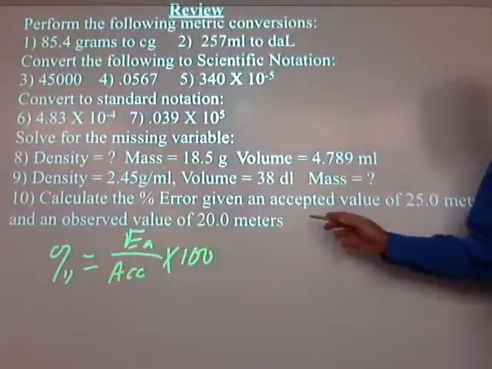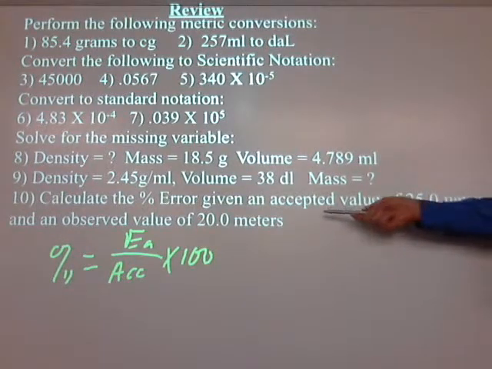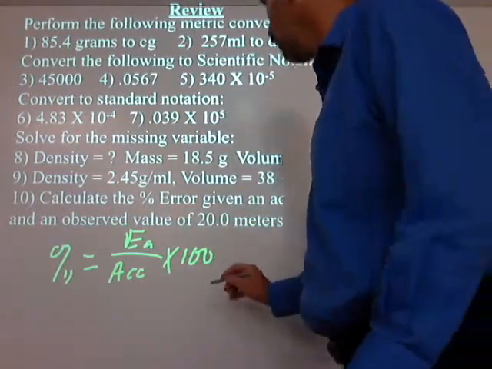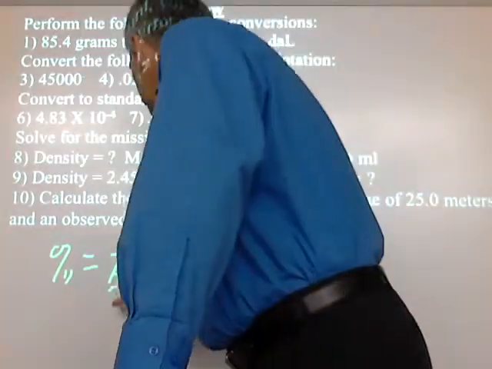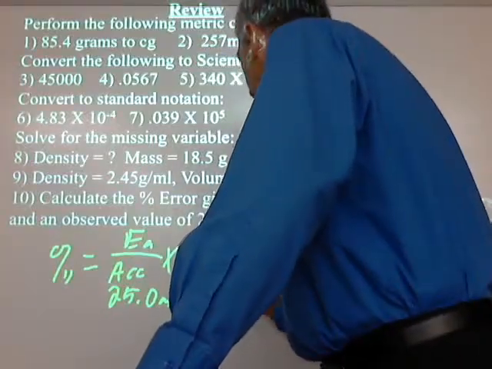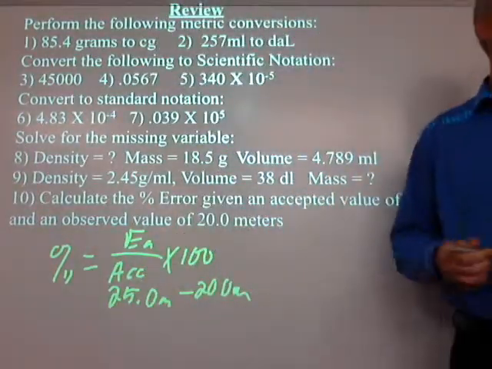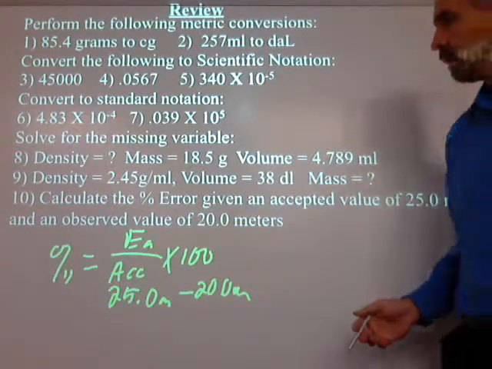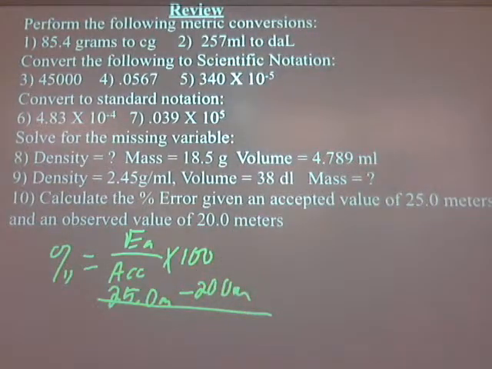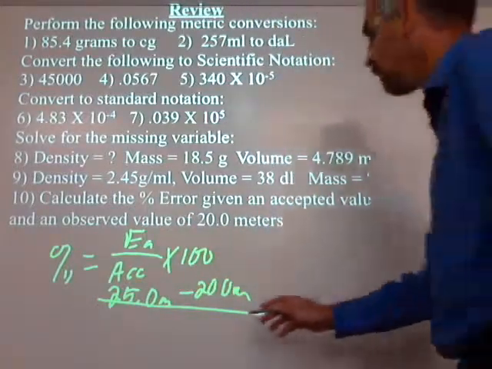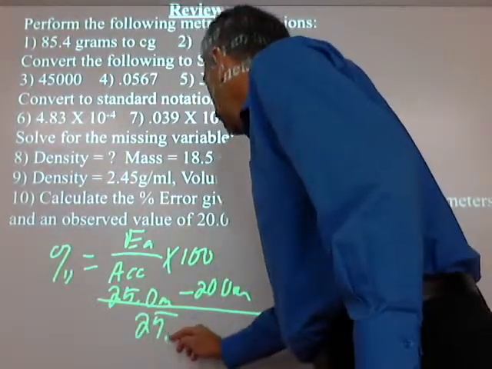All right, the EA is not the 20 meters. That's not the observed value. What's the EA? The accepted minus the observed. So it would be 25.0 meters minus 20.0 meters. Doesn't matter which way I do that, because what do I have to do with that number? Absolute value. So whether I took 20 minus 25 or 25 minus 20 makes no difference. It's just the difference between them. The accepted value it tells you is 25.0 meters.